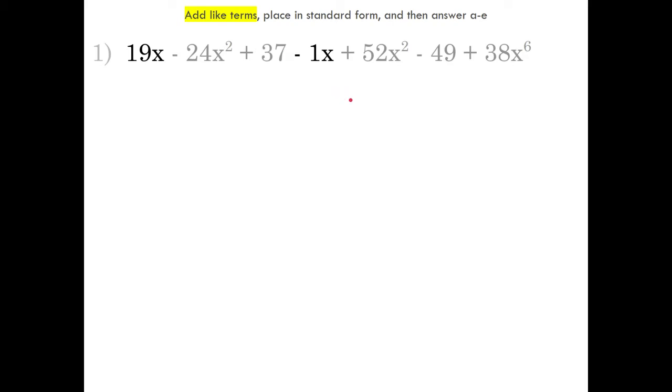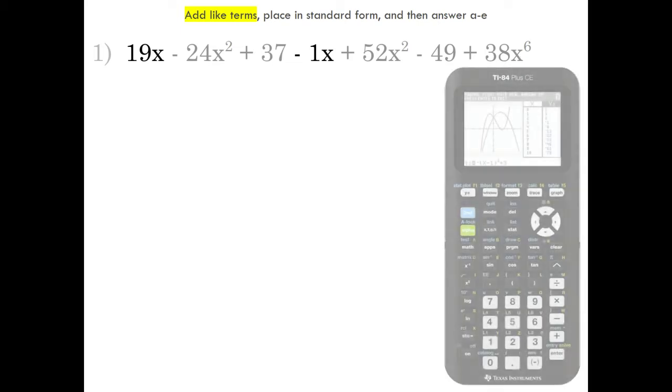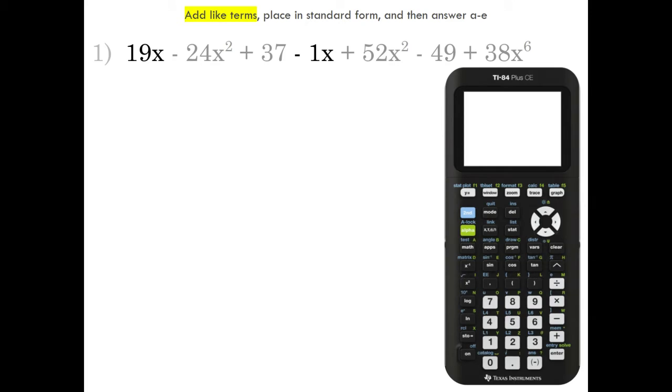So to be a like term, it has to have the same variable. That means an x right here with the same exponent, and they both have an exponent of 1. So we have 19x, we have negative 1x. If you remember in the previous section, the way to add like terms is to add the coefficients together. You could do it in the calculator, 19 plus a negative 1. Those are the coefficients, or you could do 19 minus 1. Either way is fine. You're going to add the coefficients together, and you get 18.